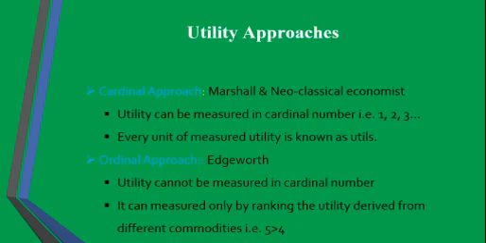Suppose a person has two eatable goods. One is an apple and the second is a banana. Such a person may compare only whether the apple will give more utility than the banana. If the answer is yes, the utility of the apple is more than the utility of the banana. In short, utility obtained from different types of commodities may be ranked, like 5 is greater than 4.